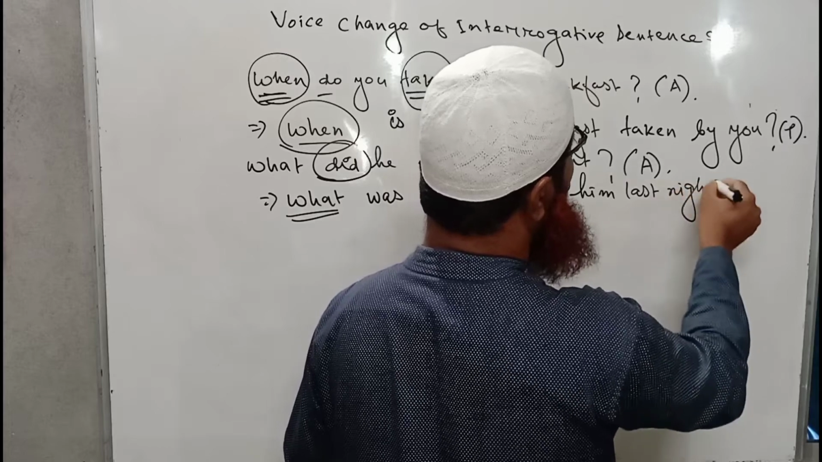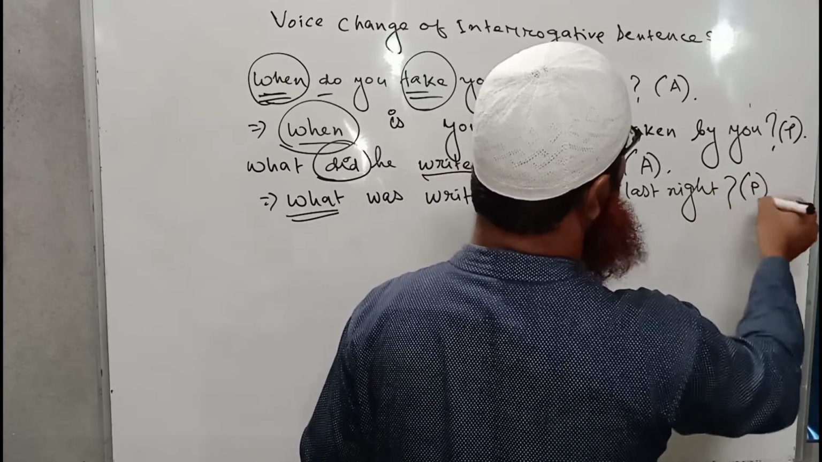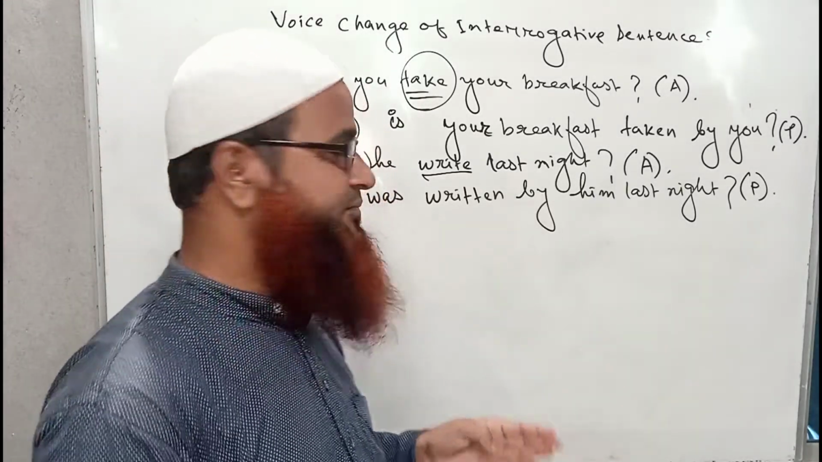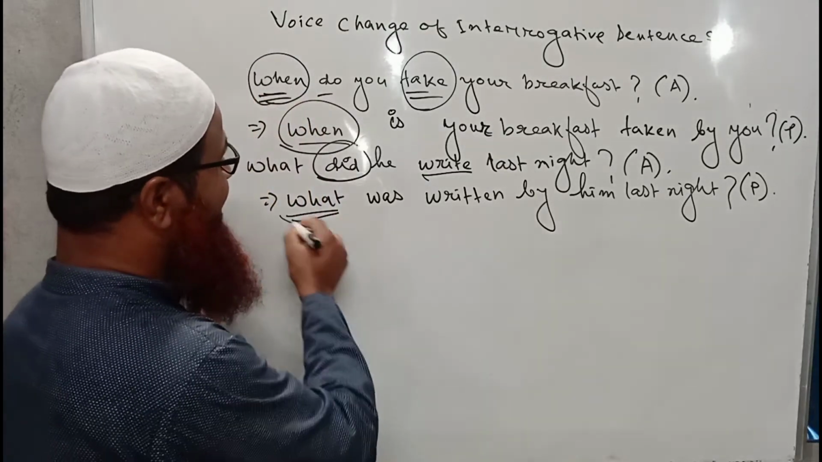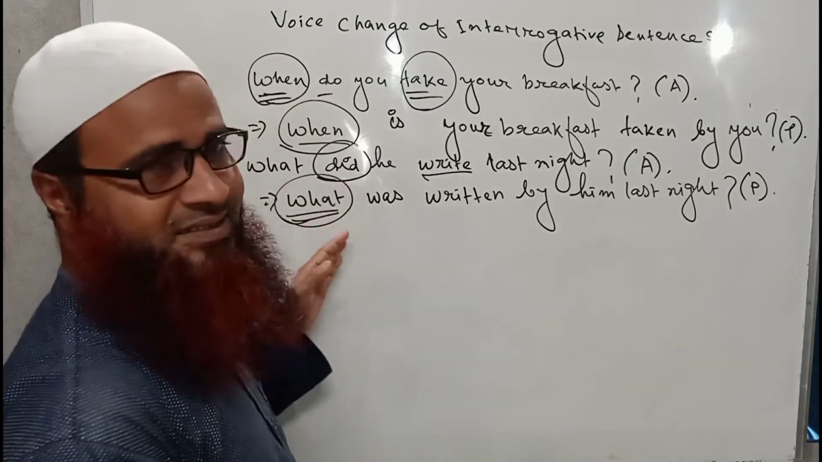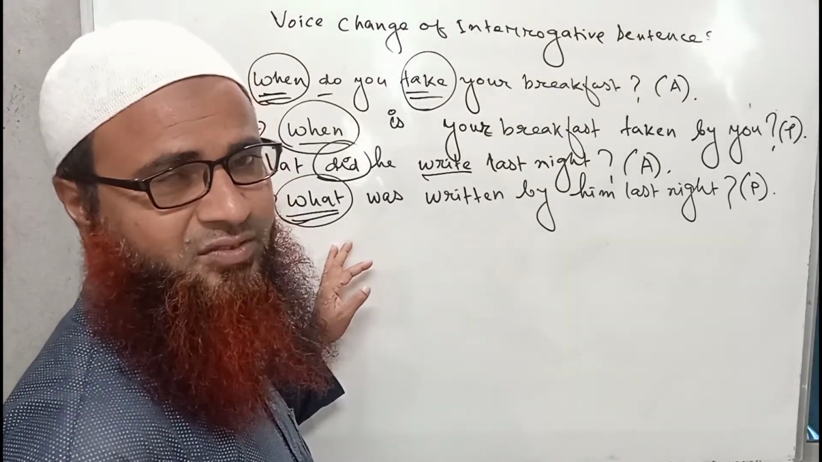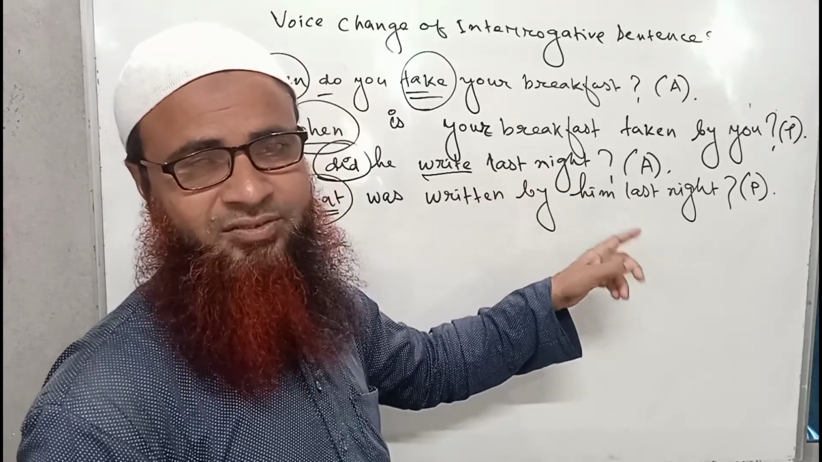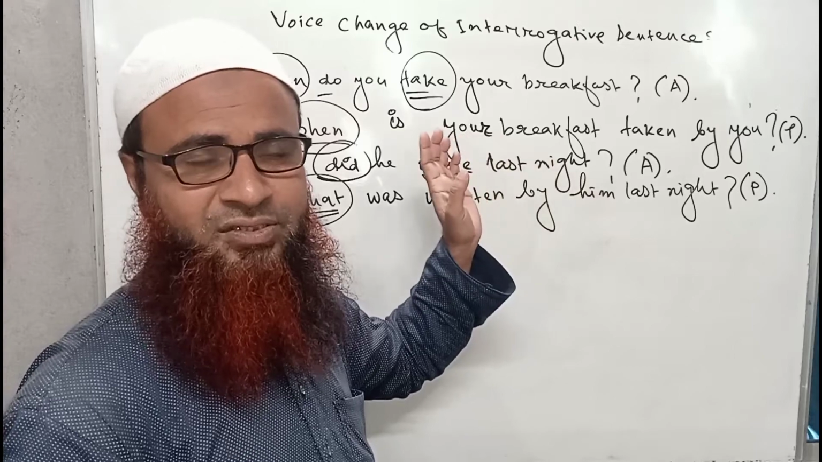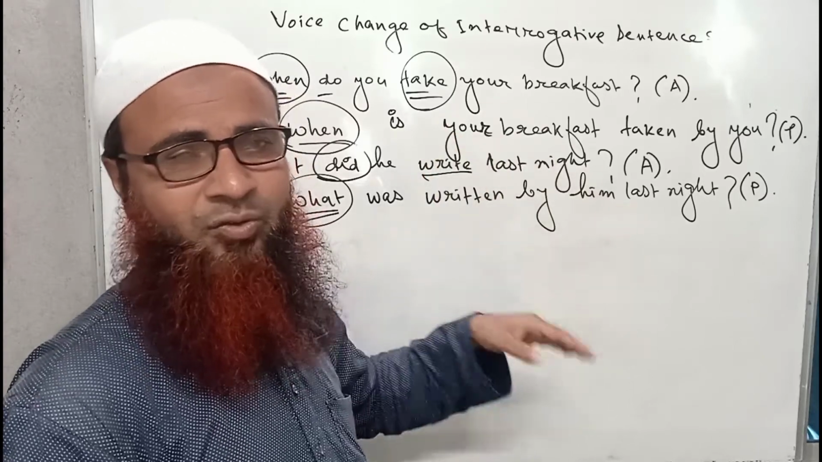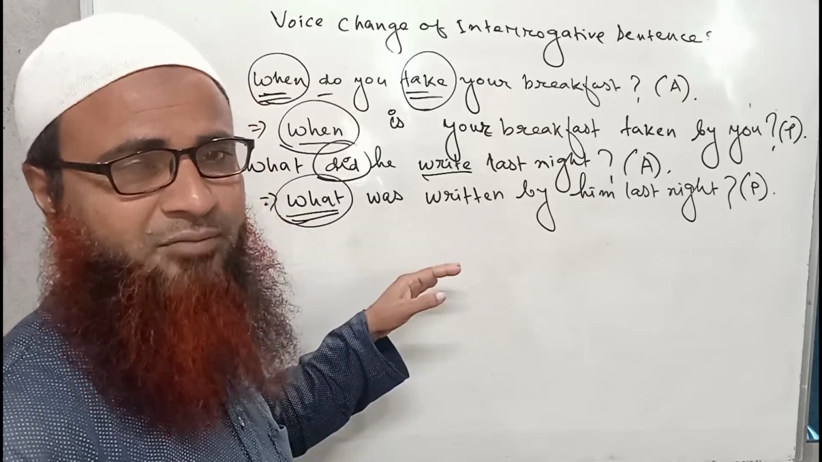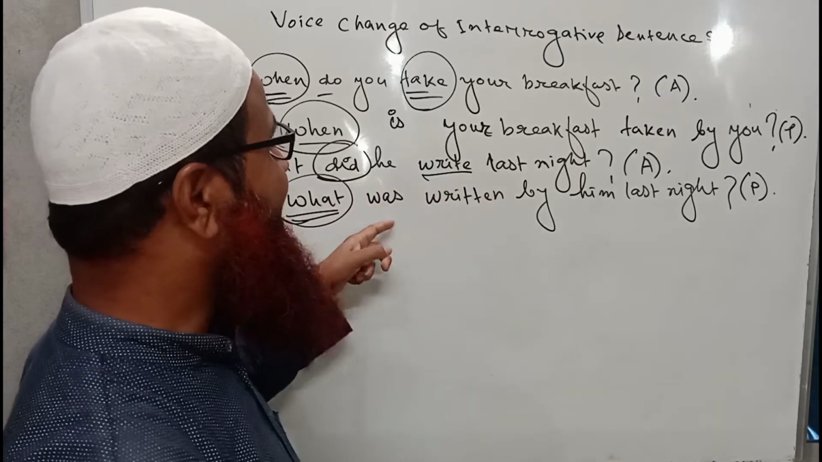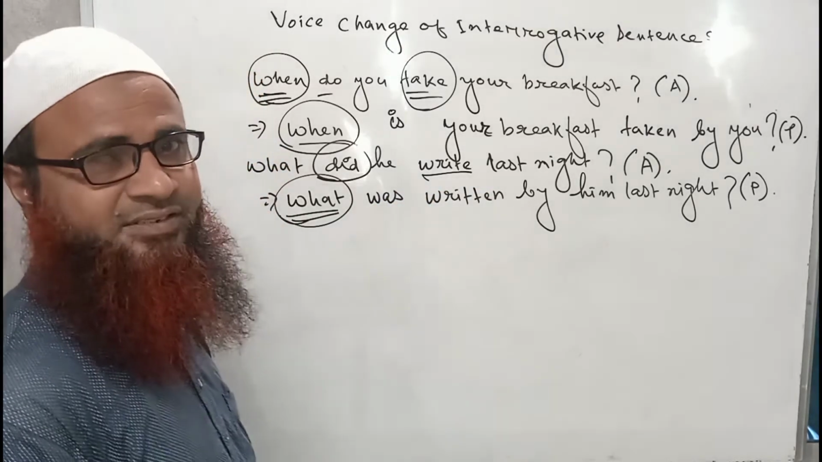So just try to understand and just try to be easy with the voices of such type of sentences. Don't take any tension. Don't be worried. Just try to be easy that what here is used as the subject of the passive voice sentence, because what answers will be the object, but there is no object in this sentence. So what itself has become subject in the passive form to make it passive. So what did he write last night? What was written by him last night?